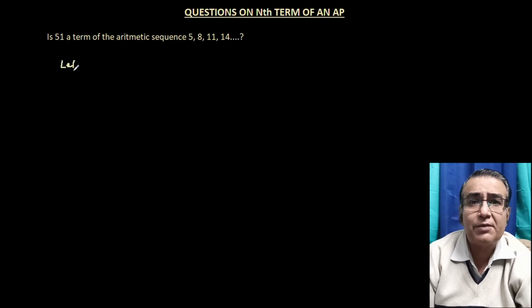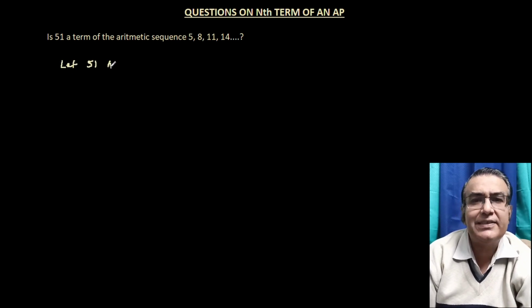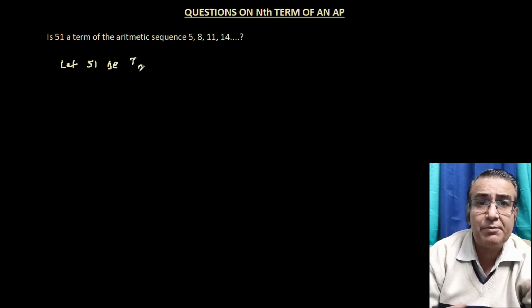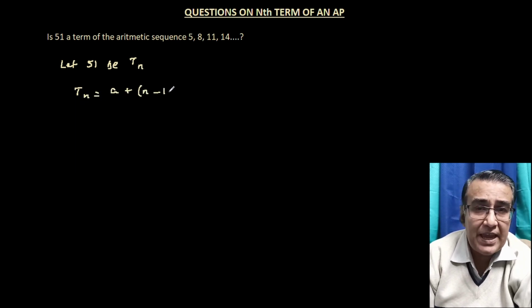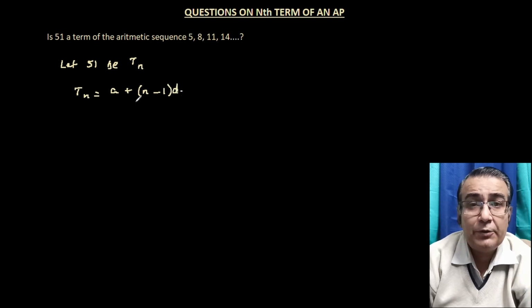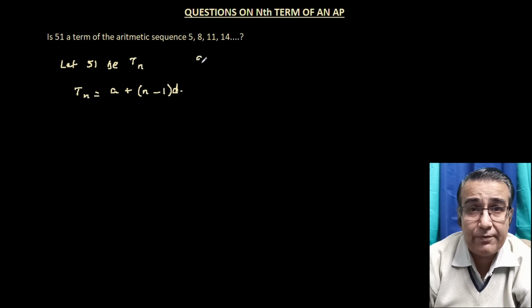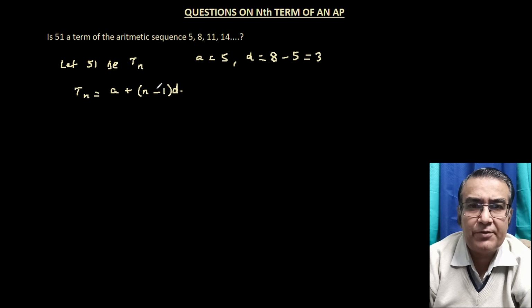So for this, let us start by assuming that 51 is a term of the sequence, and let it be the nth term of the sequence. So we'll start by writing the formula of the nth term, which means Tn is equal to A plus n minus 1 times D. Now in this sequence, it is very clear that the first term that we have is 5. So A is equal to 5. And the common difference, we'll again take the second term, subtract from it the first term. So 8 minus 5 gives us a common difference of 3.